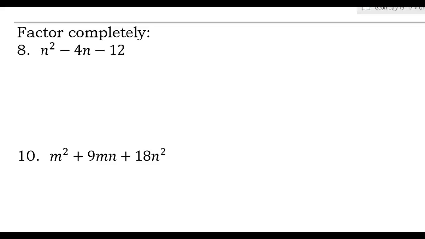So in these videos I'm going to be doing, this is lesson 5 practice. I'm going to be doing numbers 8 and 10 here, factoring completely. So the first thing we want to do, every time we have any type of factoring, is we always want to start with: is there a greatest common factor between my terms?